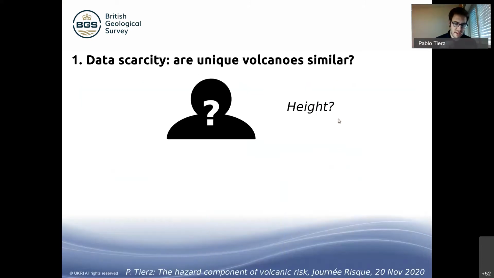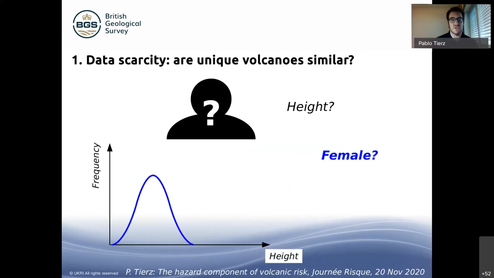But basically, the idea behind using analog volcanoes, which is the term that is used in volcanology to refer to volcanoes that are similar enough as to be considered partially exchangeable. The idea is if we had an unknown person and we wanted to say something about the height of this person, if we knew it was a woman, then we could take all the women as analogs to our unknown person, measure their height, and come up with a distribution of the height for this unknown person.